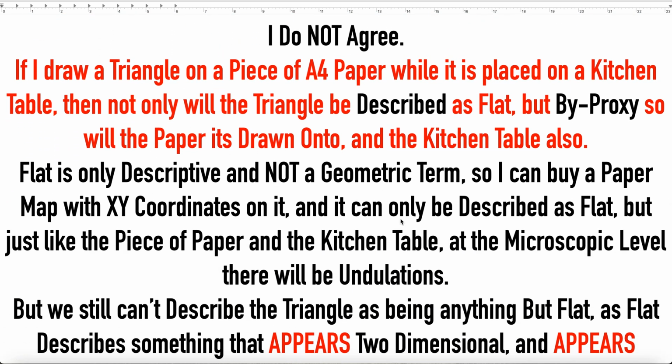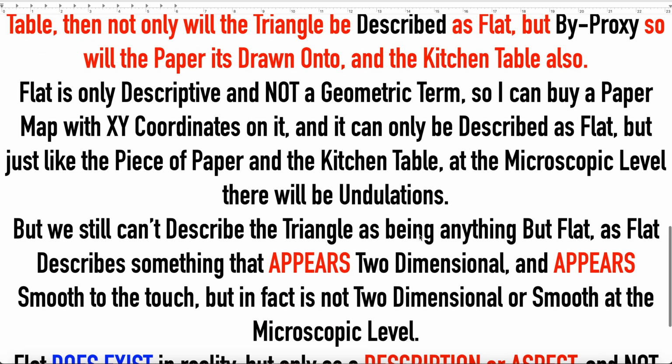If I draw a triangle on a piece of A4 paper while it is placed on a kitchen table, then not only will the triangle be described as flat, but by proxy so will the paper it's drawn onto and the kitchen table also. Flat is only descriptive and not a geometric term. So I can buy a paper map with XY coordinates on it, and it can only be described as flat. But just like the piece of paper and the kitchen table, at the microscopic level, there will be undulations. But we still can't describe the triangle as being anything but flat, as flat describes something that appears two-dimensional and appears smooth to the touch, but in fact is not two-dimensional or smooth at the microscopic level.